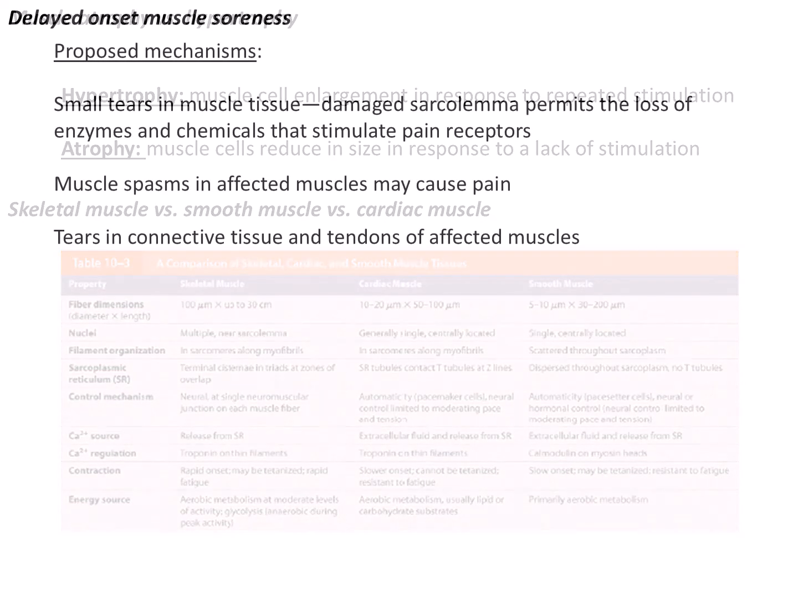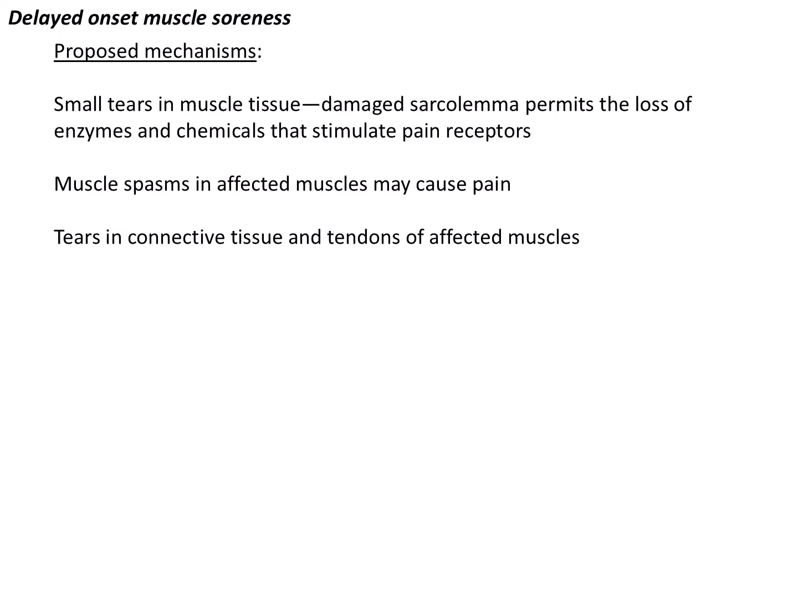Delayed onset muscle soreness occurs when you use muscles you haven't used in a while. You may have experienced this if you haven't exercised for a while and you decide you're going to hit the gym and the next day you're feeling kind of sore. There are many things that can contribute to the onset of muscle soreness. Small tears in the muscle tissue release substances that will stimulate pain receptors. There can be muscle spasms that cause pain, or there can be tears in the connective tissue and tendons of the affected muscle, which can also cause pain.